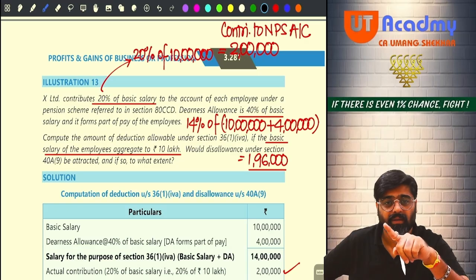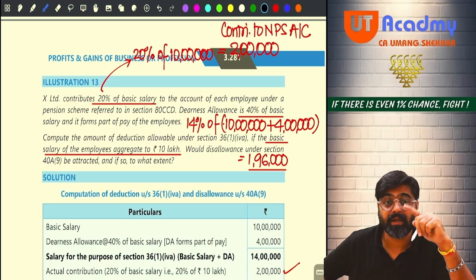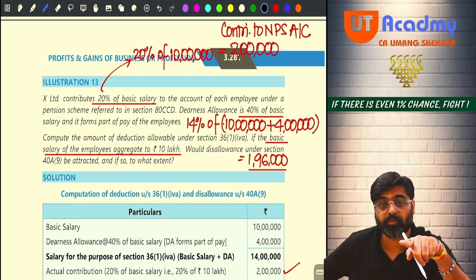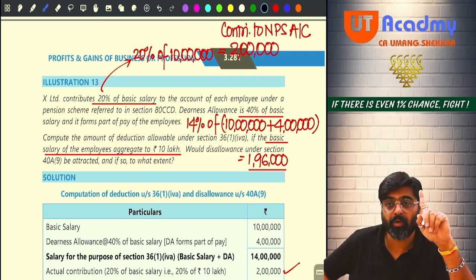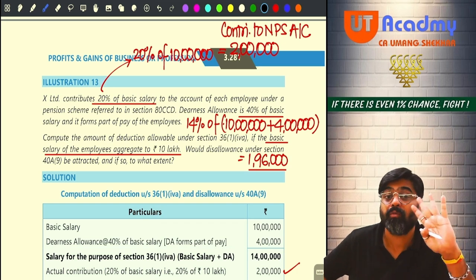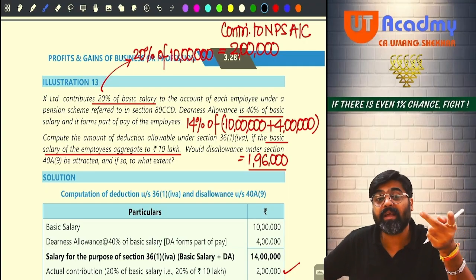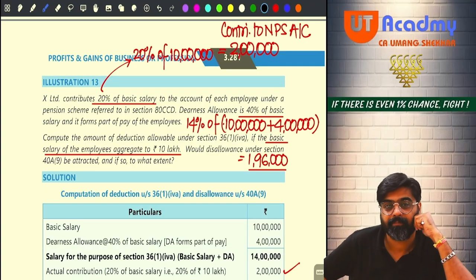Under section 36 subsection 1 clause 4a. But remember, the deduction allowed under clause 4a cannot be more than 14%. There is an amendment here. Cannot be more than 14% of salary of the employee. 14% of basic salary? No. 14% of salary of the employee. And in that salary, basic and DA in terms of the employee has to be taken.